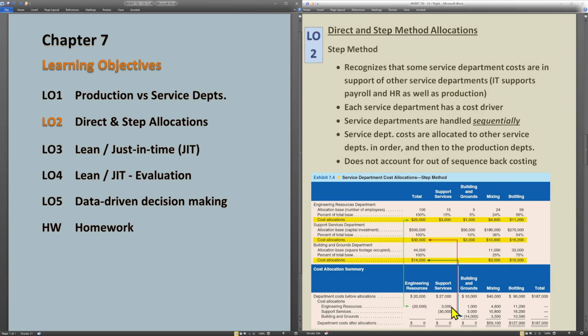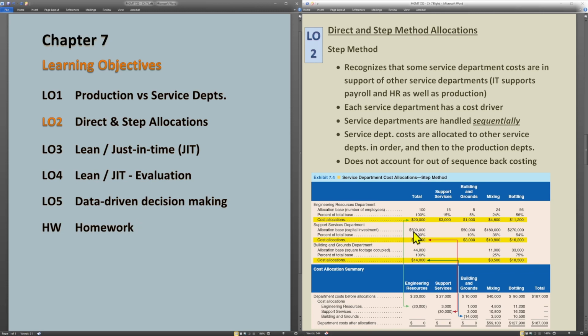Now notice that when we move down, support services was originally 27,000. But because it has absorbed 3,000 of the cost from engineering, it is now 30,000. So we have 30,000 for cost allocations, of which 27,000 was its original amount and 3,000 was cost passed on to it by the engineering resources department.